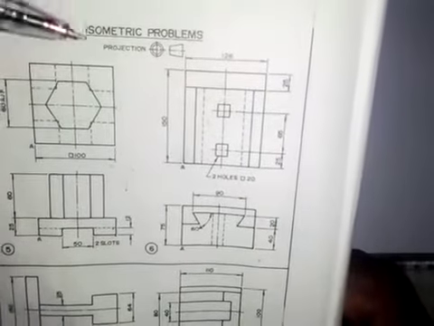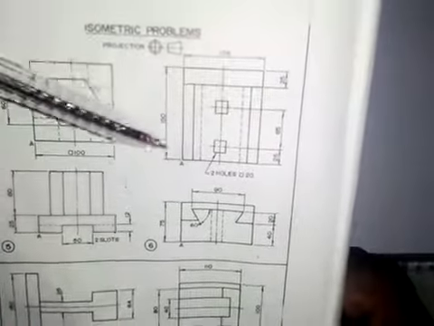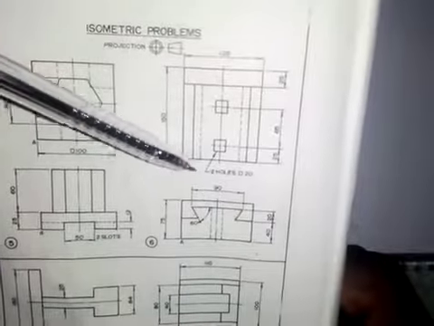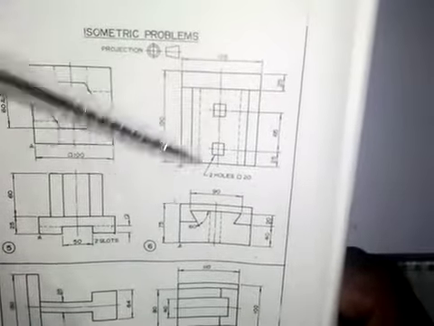Okay, and looking at the dimensions of this object, what I want to do is produce the half size of the given dimensions. That means I'm going to divide each of these dimensions by 2.